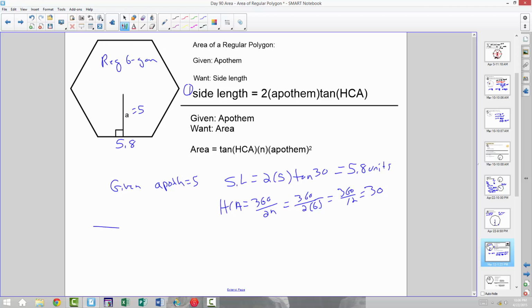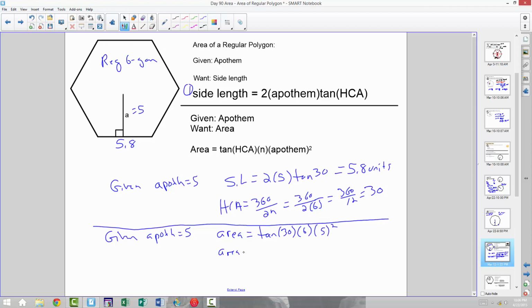So let's use the same example. Given my apothem is equal to 5, let's find the area. The area will equal tangent of the half central angle, which is 30, times the number of sides, which is 6, times the apothem squared, so 5 squared.